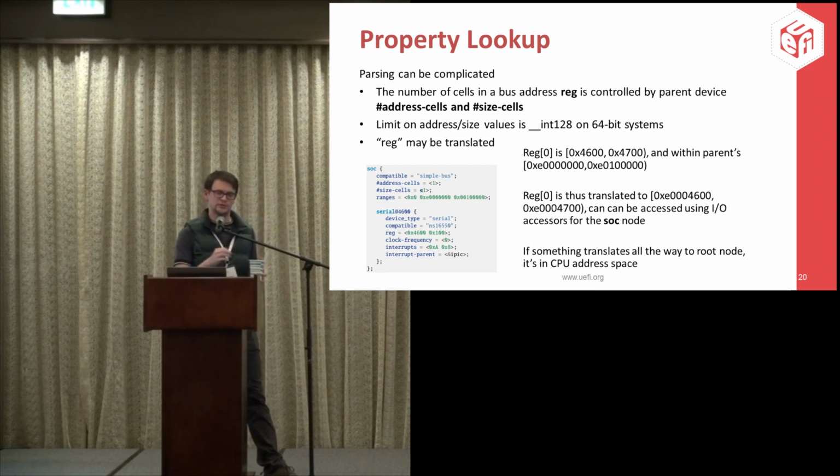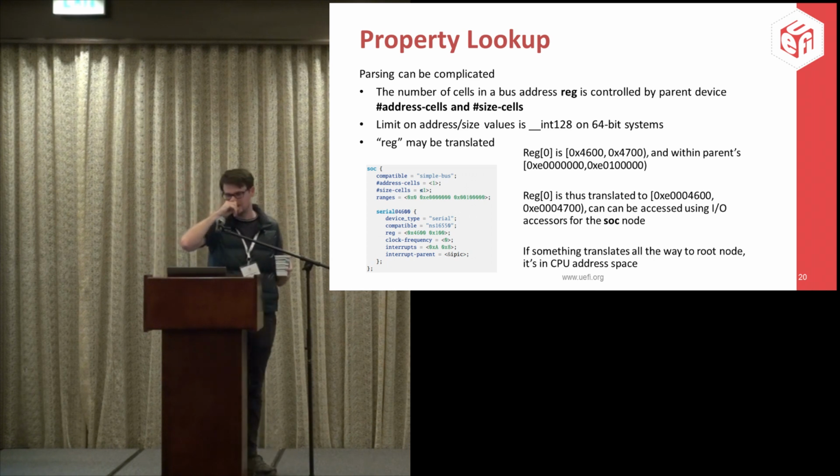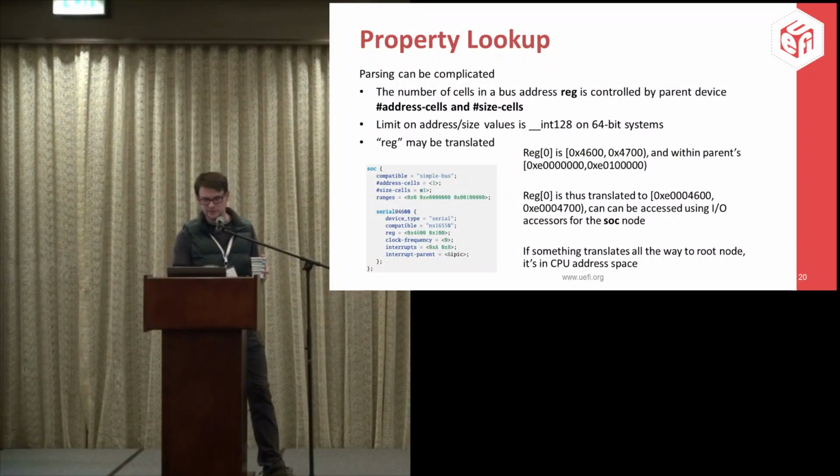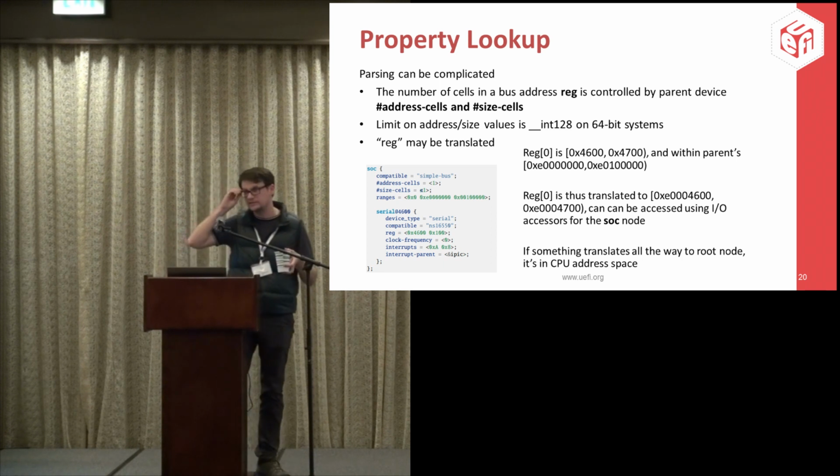So when you look at a property that encodes the CSRs, or the device registers, how wide is the bus address? Well, that depends on the parent address size. How wide is the size? That depends on the size. So in this example here, you see address cells and size cells as well. A cell is 32 bits. Okay. So here you see that I have a reg, and there's exactly one cell that says it's 4600, and then there's another thing that says the size is 100.